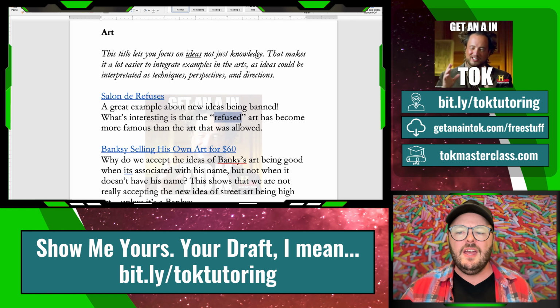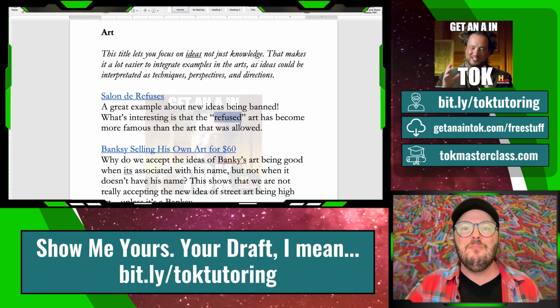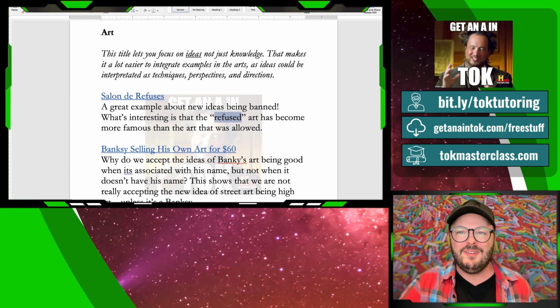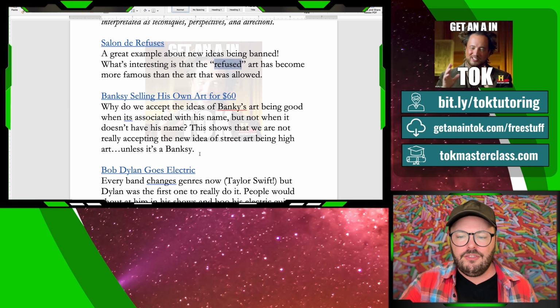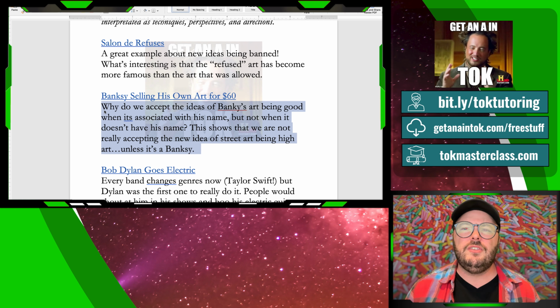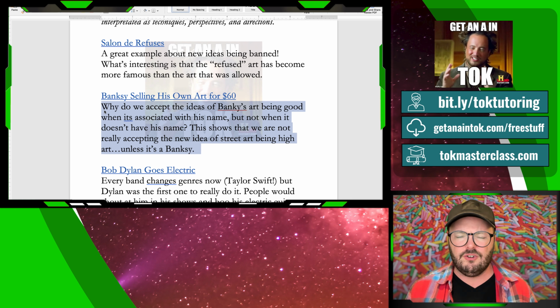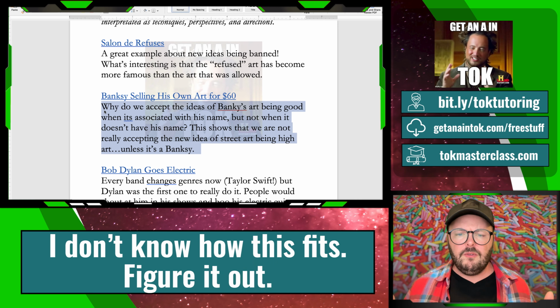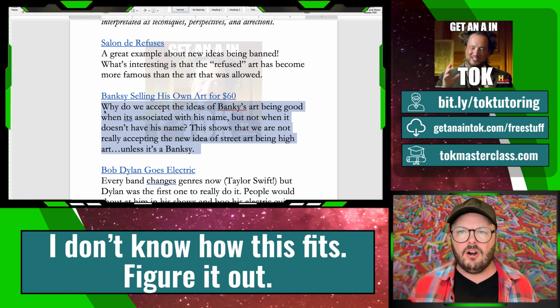The interesting thing is that the refused art has now become more famous than the art that was accepted at that time. So another thing that I just really wanted to put in, you need to figure out how you're going to insert this. But Banksy, the huge artist, he sold his art on the street for $60, and most people didn't buy it because they thought it was really low quality. So the idea that street art is valuable, that's the idea I'm talking about here, okay? Why do we accept it?